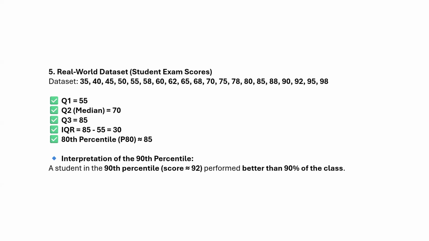80th percentile, that is P80. You guys know the formula, right? 80 divided by 100 into the total number of samples we have, it will become 85. And the interpretation of the 90th percentile: a student in the 90th percentile, that is score equal to 92, performed better than 90% of the class.